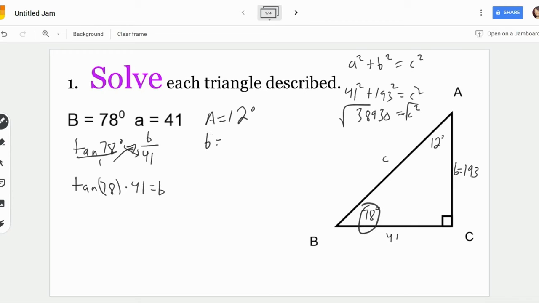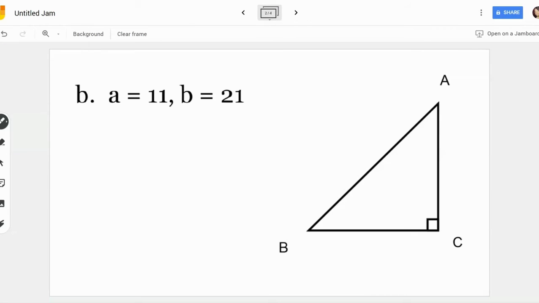So we have b as 193, and little side c is 197. And that's one. There was a couple different avenues I could have taken. I could have started with angle A and used sine to find the hypotenuse, or tangent A to find B. But here's another example of solving a triangle.